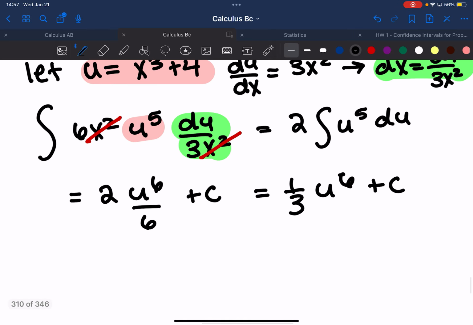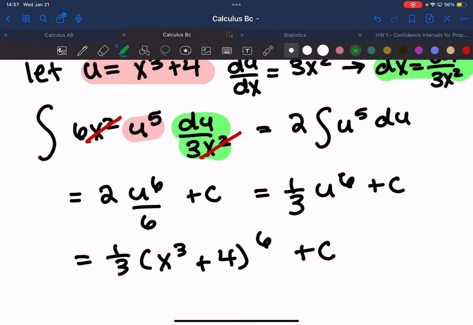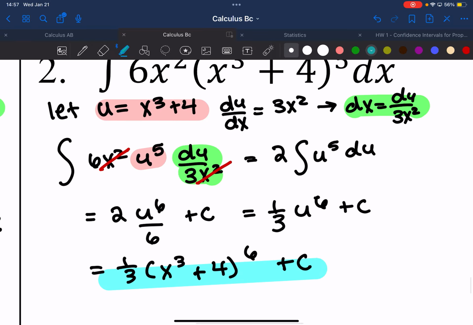And then I plug in what u is. 1/3 times x cubed plus 4 to the 6th power plus c. That is my answer. Okay, again, another baby stepping stone.